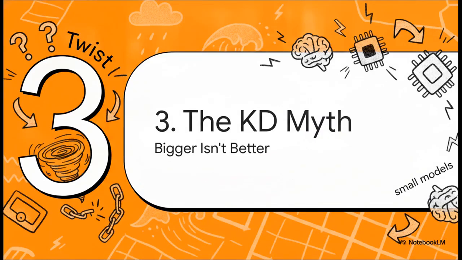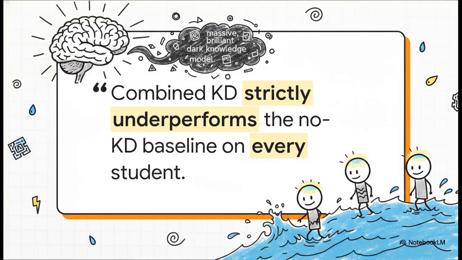Okay, part 3. The knowledge distillation myth. This is our first major plot twist, where everything we thought we knew about training small models gets turned completely upside down. So in the AI world, there's this really popular technique called knowledge distillation. The general idea is you take a massive, super smart teacher model and you have it teach a tiny student model. You're trying to transfer its dark knowledge to make the little model smarter.